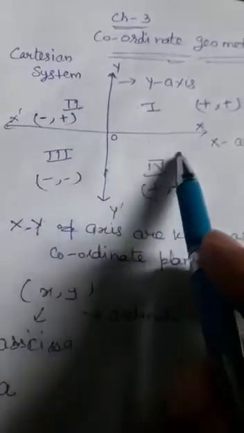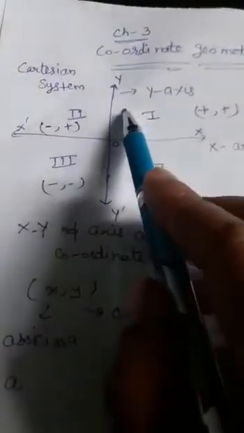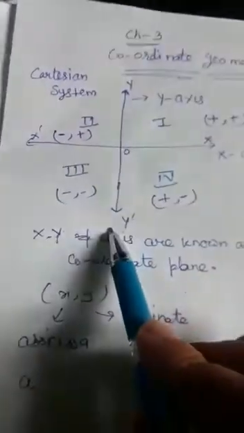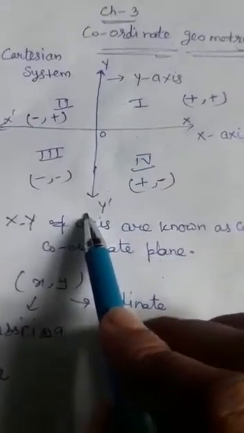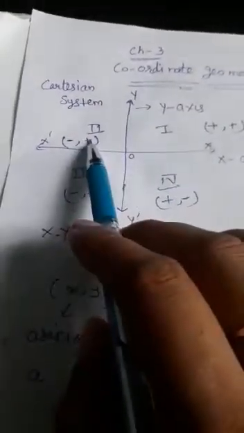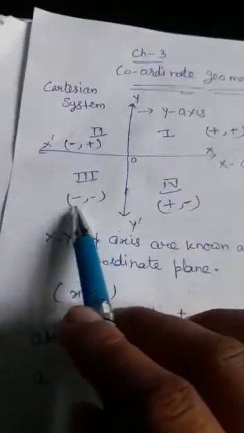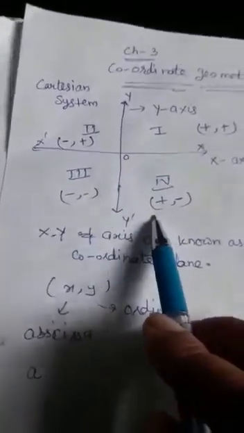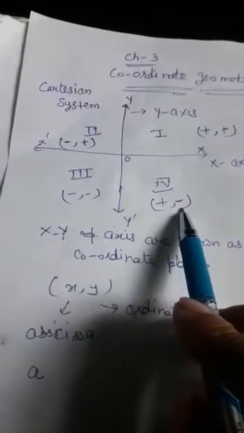On the right side of the x-axis we take positive numbers, on the left side negative numbers. Upside on the y-axis we take positive numbers and downside we take negative numbers. Now these axes divide the plane into four quadrants: first quadrant, second quadrant, third quadrant and fourth quadrant. In the first quadrant both x and y are positive. In the second quadrant x is negative and y is positive. In the third quadrant both are negative, and in the fourth quadrant x is positive and y is negative.